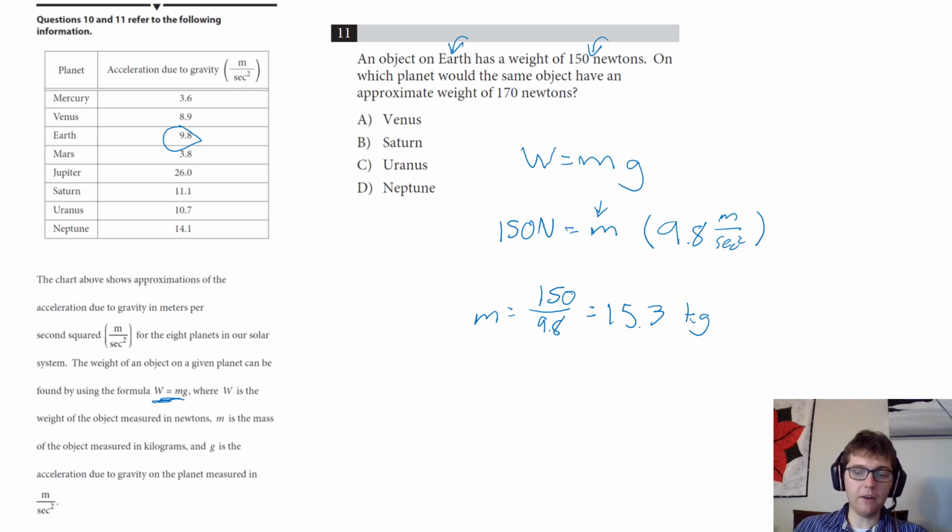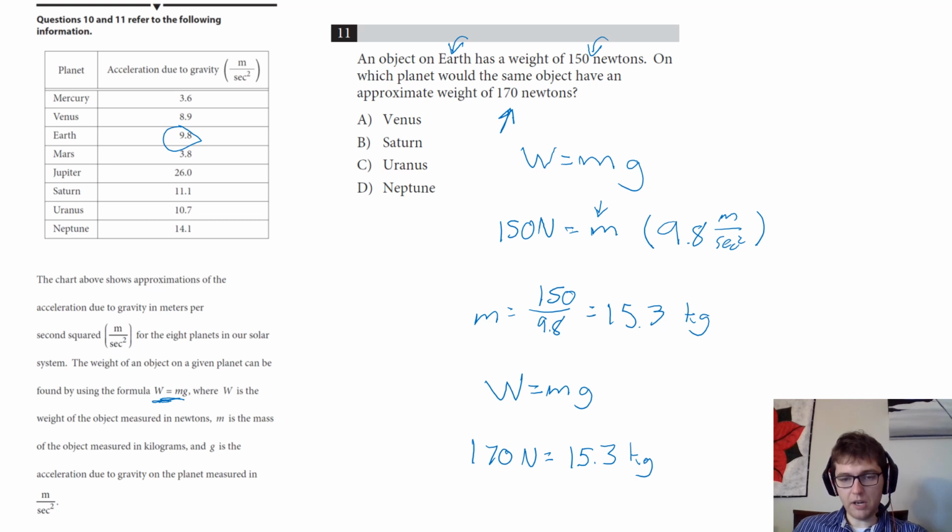Now that you know the mass, what are they asking about here? Oh, you're looking for the planet. The mass is the same on all the planets. So once again, go back to your equation. W is equal to mg. You know that the weight on this new planet is going to be 170 newtons. You've now found the mass to be 15.3 kilograms. And you are now solving for g.